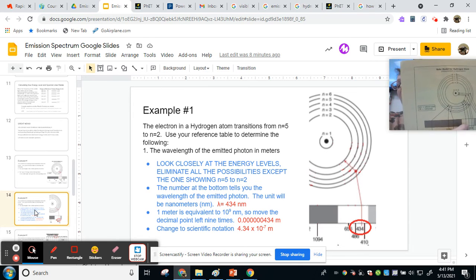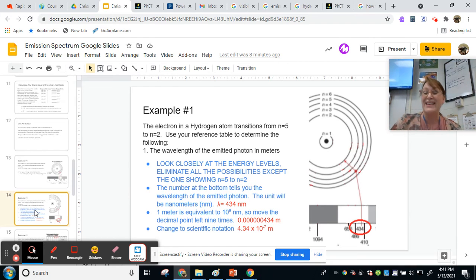Follow, follow, follow. Okay, and I see down here this number, 434. 434, that tells me the wavelength in nanometers. That is the wavelength of the photon that is emitted when that electron drops to that lower energy level. So that answers the first part of my question.